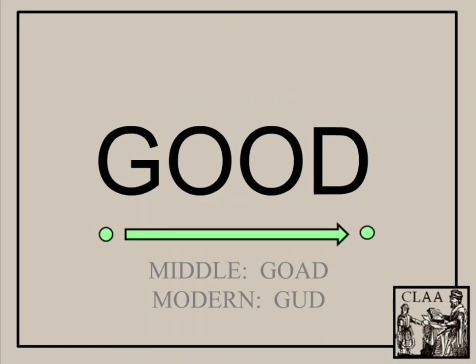In Middle English, we learned that this word would be pronounced as god, god. The double O is read as a long O. In modern English, this changes. It's no longer pronounced as god, but in modern English is pronounced good, good.